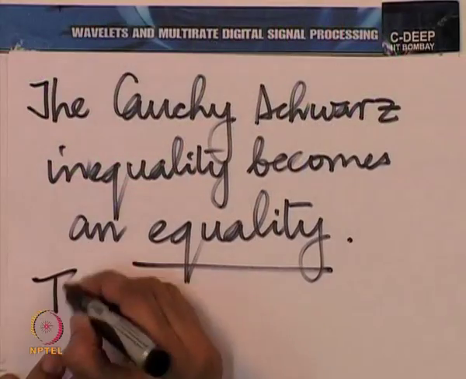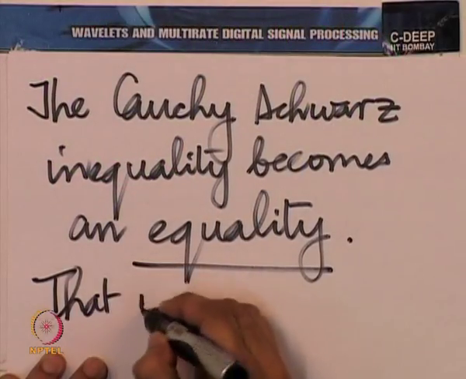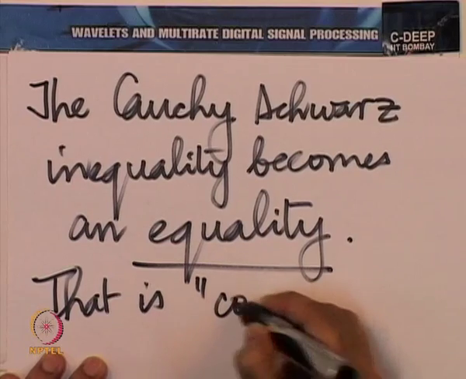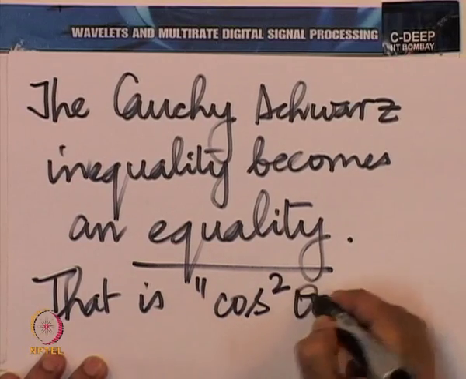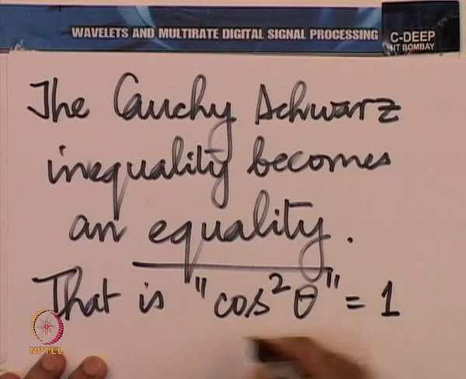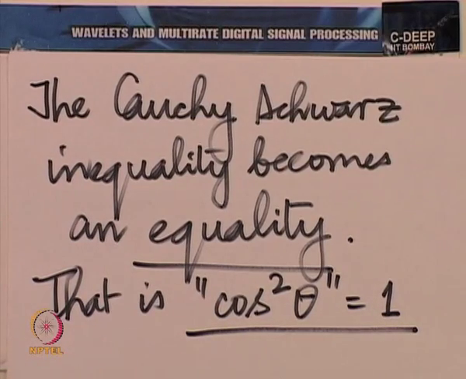Now, when would that become an equality? It would become an equality if the cos squared theta term is 1. That is, the cos squared theta term is 1. And what do you mean by the cos squared theta term being 1?